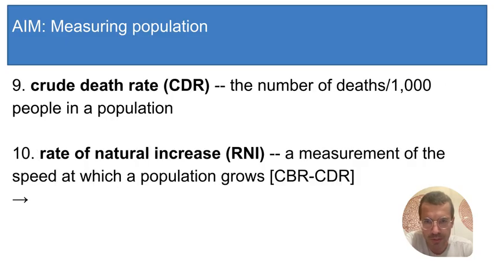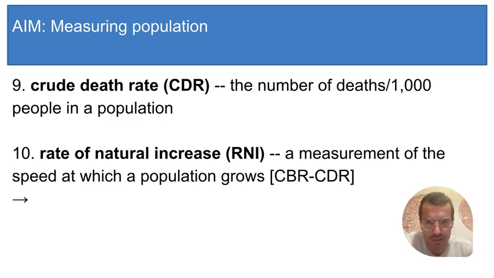For the purposes of this unit, some of these statistics are more important than others, and the rate of natural increase, or RNI, is one of the important ones. So put a star next to this one and listen carefully. The rate of natural increase is a measurement of the speed at which a population grows. So it tells us not just if a population is growing or shrinking, but how fast. It is based on the difference between the birth rate and the death rate.